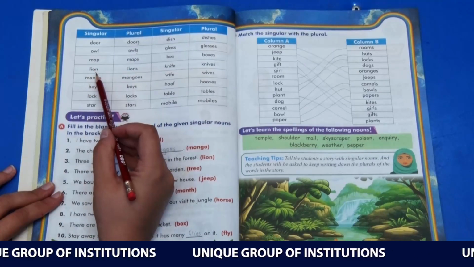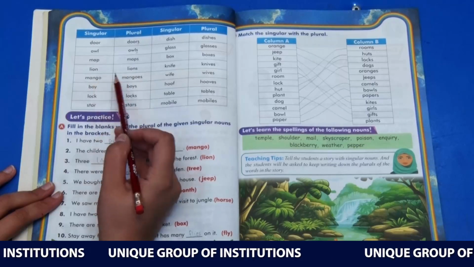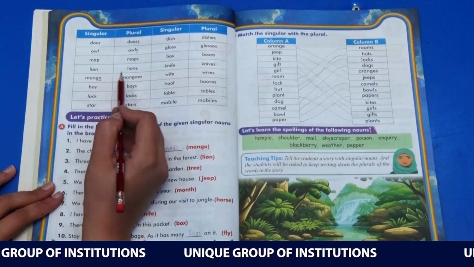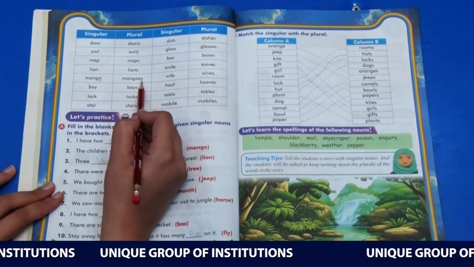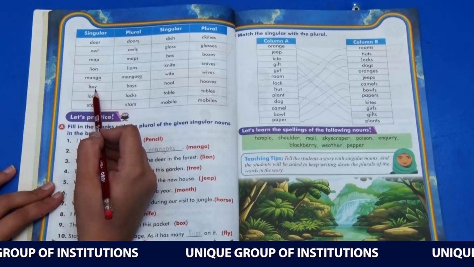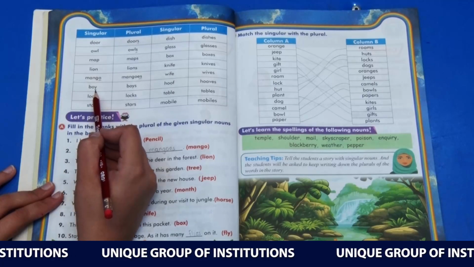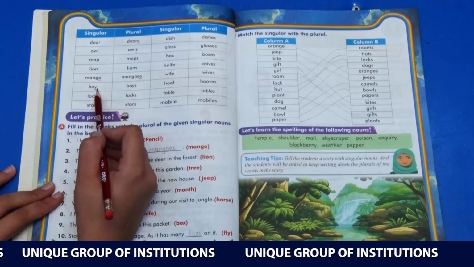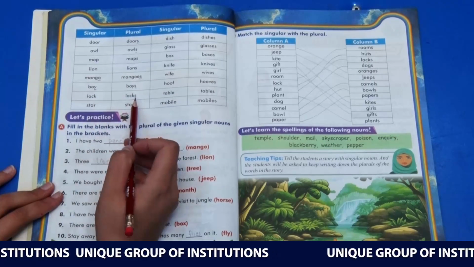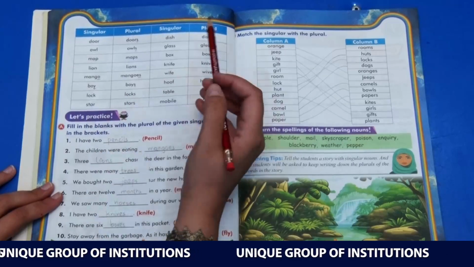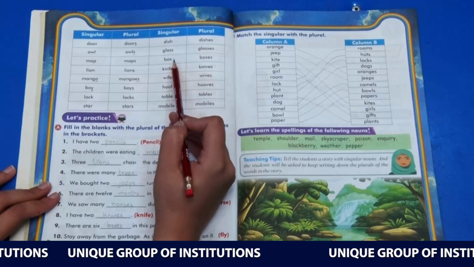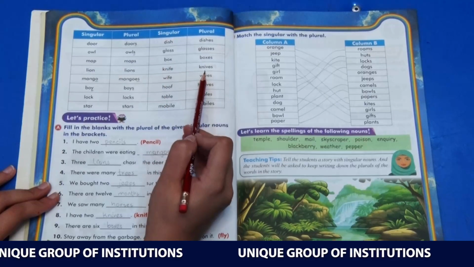Map, maps, line, lines, mango, mangoes. As mango has the last letter o, that's why we put es at the end to make it plural. Then we have boy. As you can see, y is the last alphabet over there. We need to put s over there to make it plural. Lock, locks, star, stars, dish, dishes, glass, glasses, box, boxes, knife, knives.